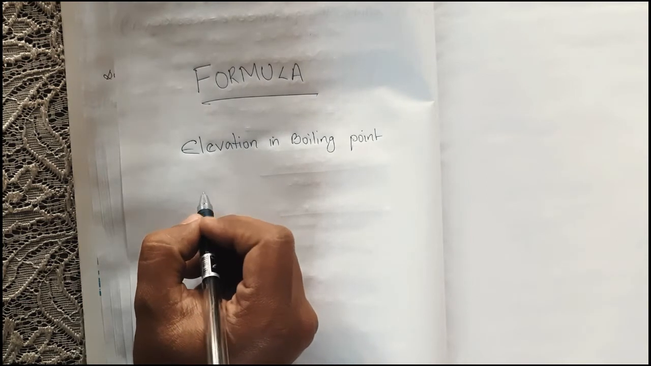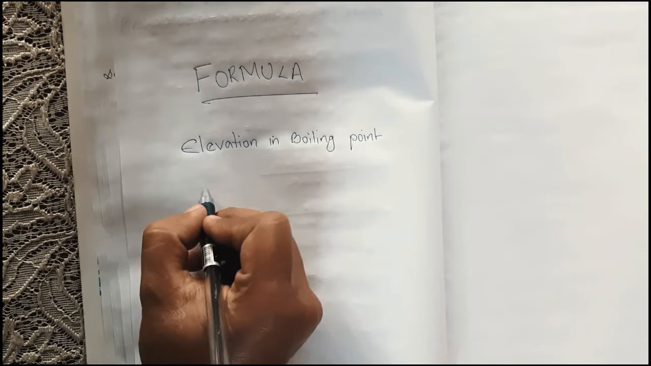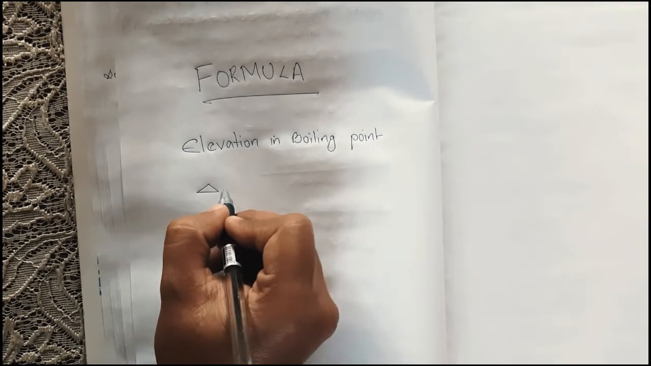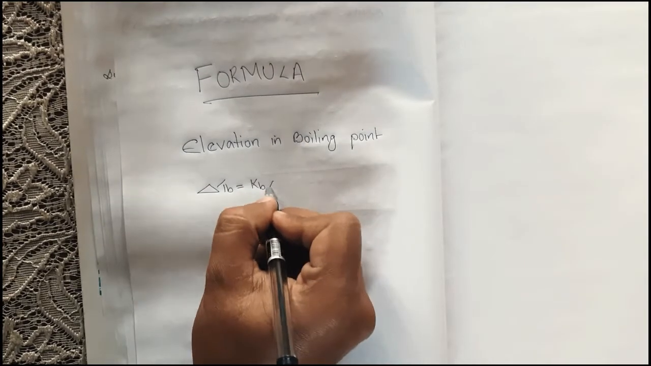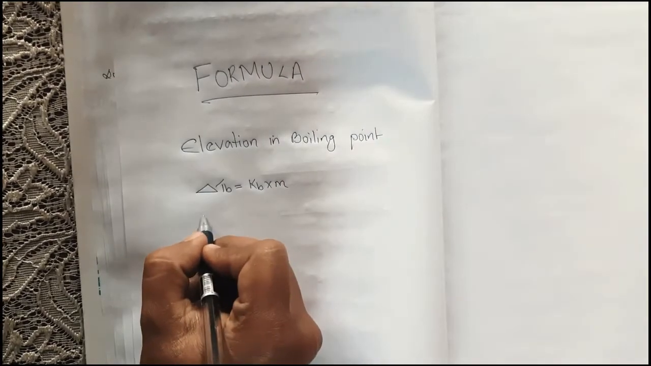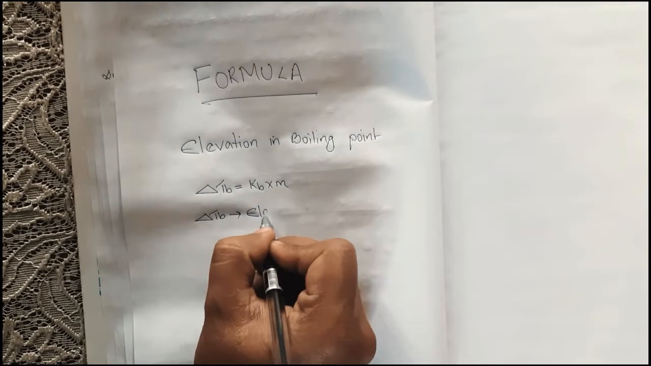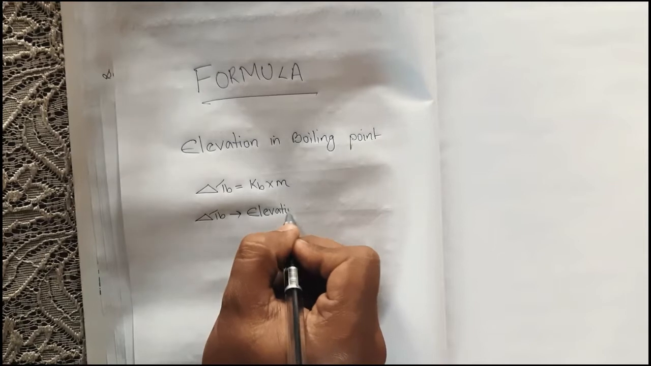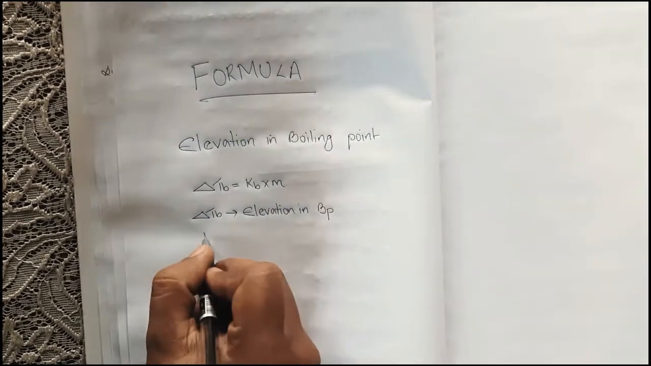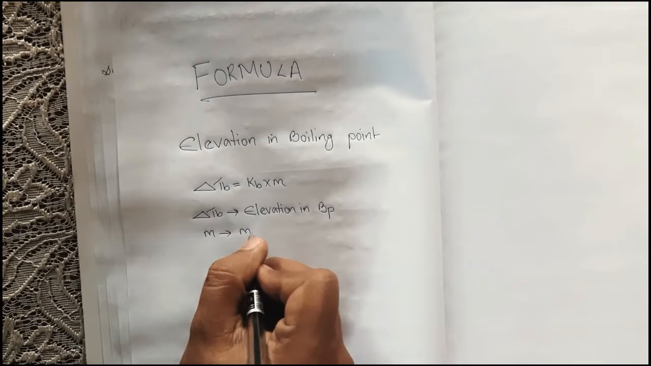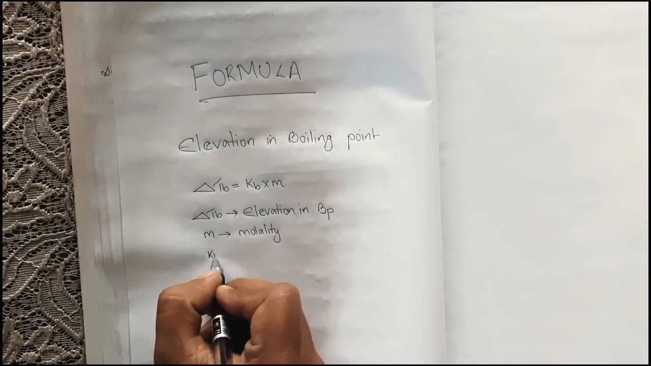So the formula we are going to use today comprises of three formulas basically. Those are delta TB is equal to KB into M, where delta TB is elevation in boiling point, M is the molality, KB is a constant.